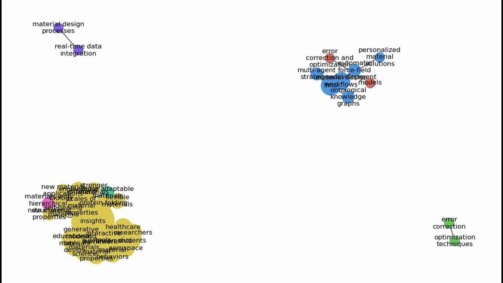4. Hierarchical material structures. Future applications may focus on the development of materials with hierarchical structures that exhibit multiple functionalities. By understanding and manipulating the relationships between different scales of material properties, researchers can create materials that are not only stronger, but also self-healing or more adaptable. 5.